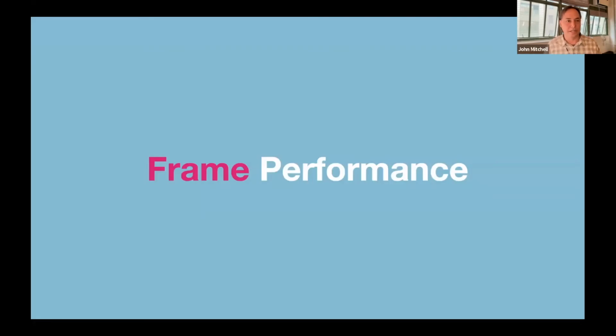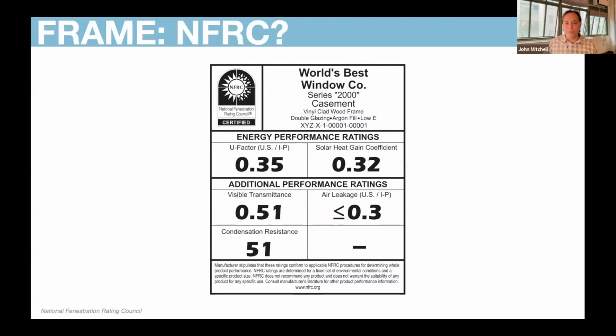So let's look at the frame performance first. Many of us in the United States and maybe in North America in general are familiar with NFRC ratings. So that's the National Fenestration Ratings Council. And you can see here, this is sort of a typical certificate that you get from the NFRC. It provides the window U value, the solar heat gain coefficient, the visible transmittance of the glass, and sometimes even the air leakage, and a condensation resistance number.